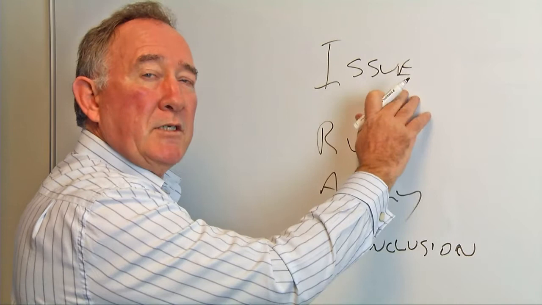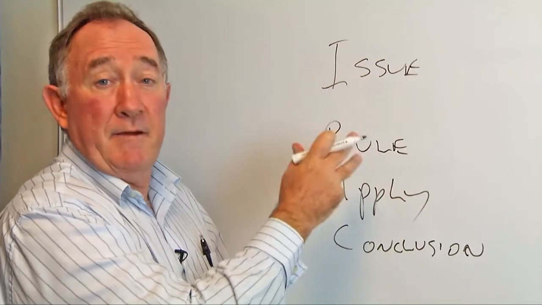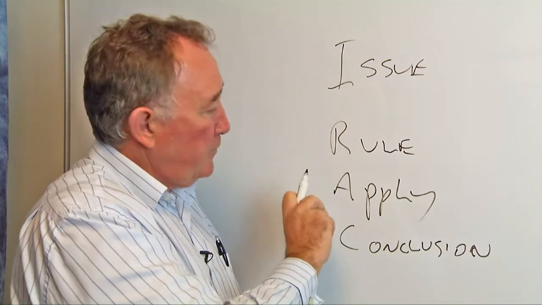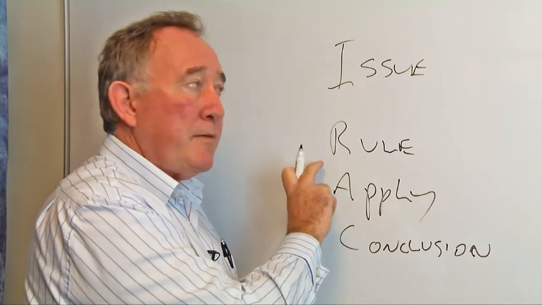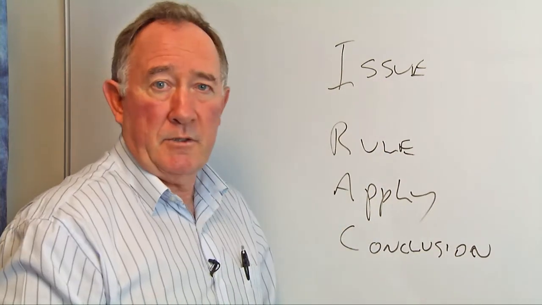So you identify what the issue is. You look to the rule. What does the Act say? We know where to go for the rule now. We go to the Act. We look at the definitions. We look at the privacy principles. We then apply that to our situation, and then we come up with a conclusion.